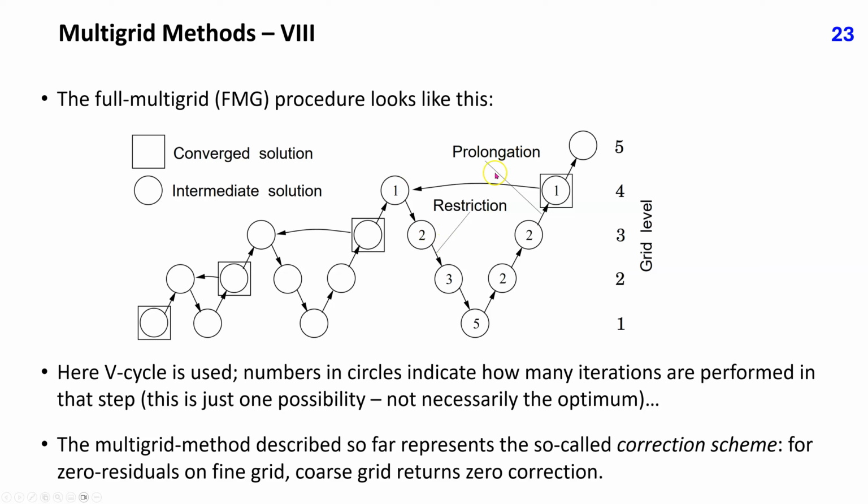be increased. The multigrid procedure described so far represents the so-called correction scheme, which is applicable to linear equation systems, that is, inner iterations. When residuals on fine grid are set to 0, the coarser grids should return 0 correction. Approaches for using multigrid procedure to accelerate outer iterations will be described in the second part of the course.